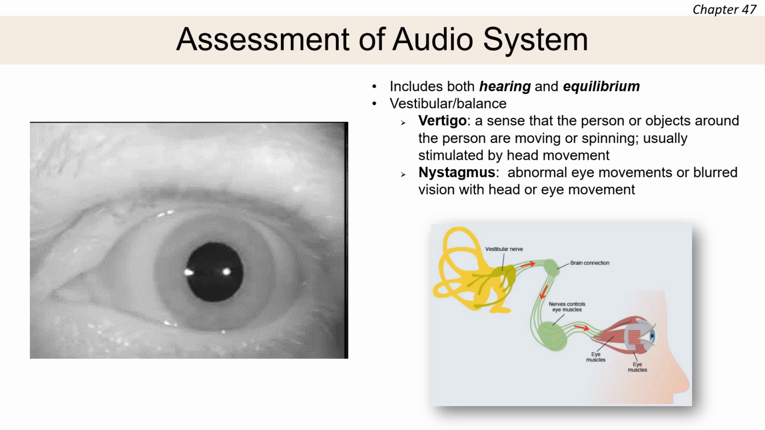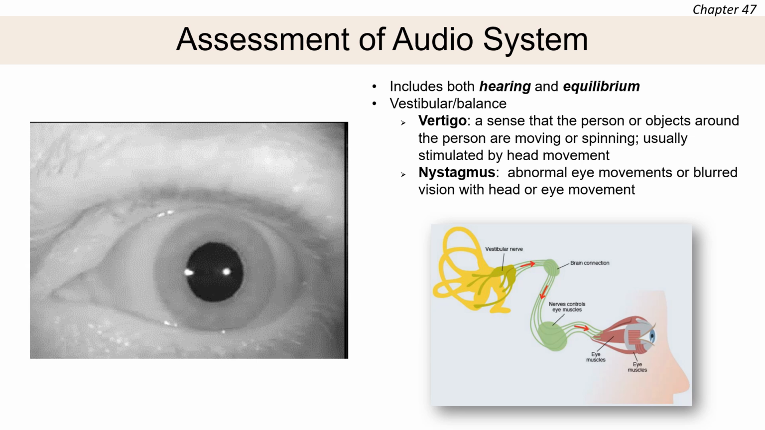Assessment of the audio system. When we're assessing this system, we're looking at both hearing and equilibrium, also known as balance. The word vestibular also means balance. So two terms that you should know: vertigo and nystagmus. Vertigo is a sense that a person or objects around the person are moving or spinning, and it's usually stimulated by head movement. Not all the time, but usually by head movement.